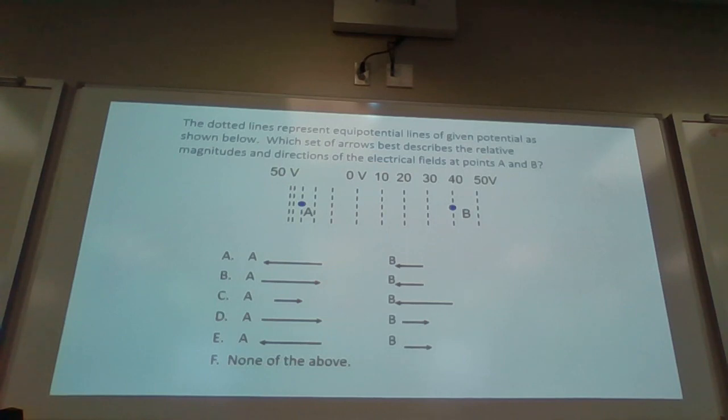All right. Correct answer is B. Beautiful butterflies. Yep. Okay, so they're always pointing towards downhill, which is 0. The lines are close together, so it's a strong electric field. They always point towards a lower electric potential. Okay, and then this is weaker.